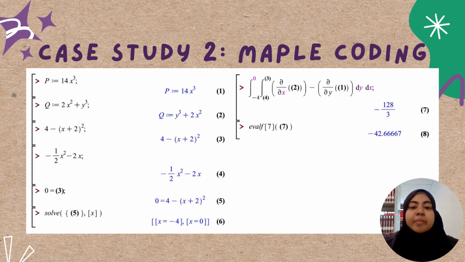And then I asked Maple to give it to me in decimal form, evaluated to 7 digits. So I get negative 42.66667.